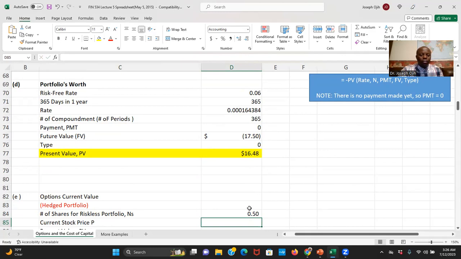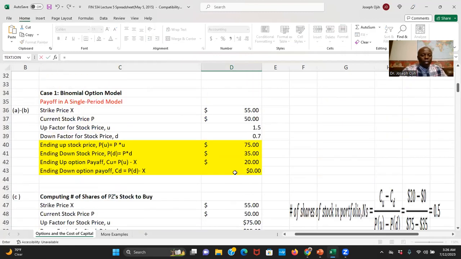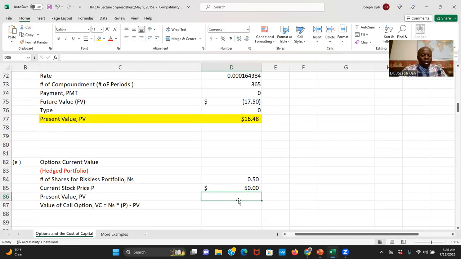Now, that one call option is worth $16.48. So if you buy many of it, it's worth much more. Current stock price, we have it here as $50. The current stock price, $50. The present value we just got here, so the present value is $16.50.